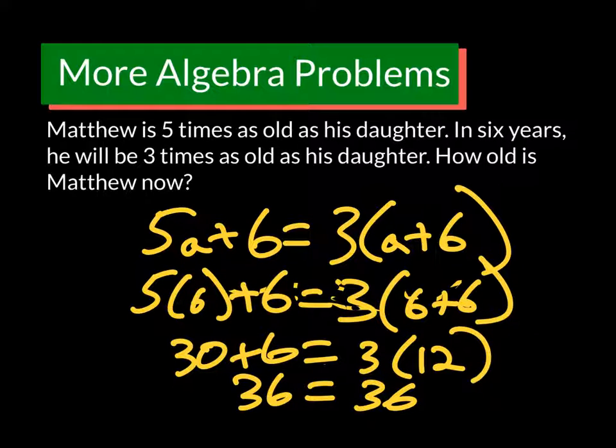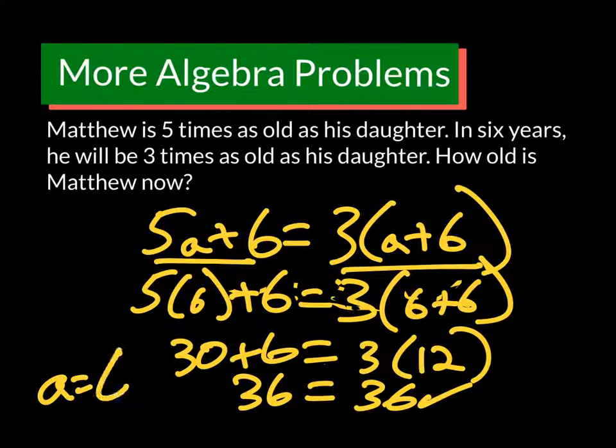Both of these expressions were ways of expressing Matthew's age 6 years from now. So we know that in 6 years Matthew's age will be 36. And since both sides are equal, we know that our solution was correct, and A is indeed 6.